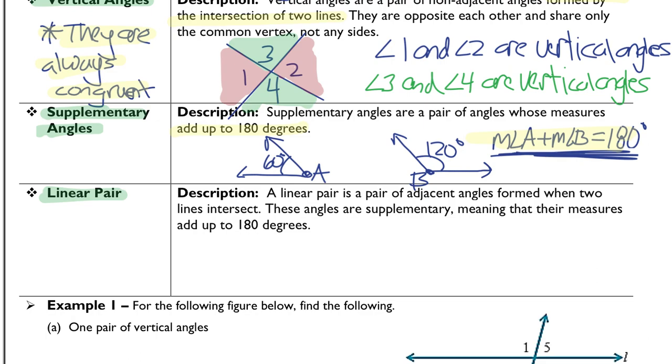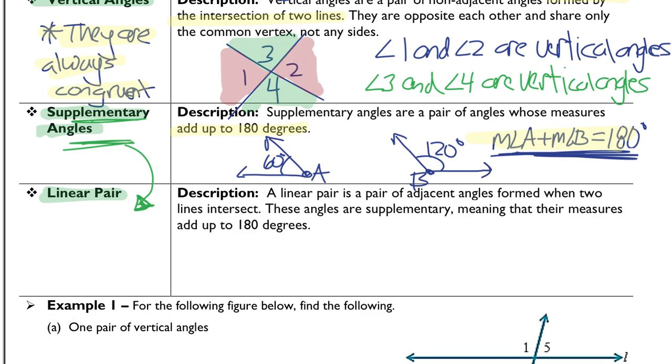Now, this is very related to this. So supplementary angles are actually going to be very related to linear pairs. In fact, a linear pair is always supplementary. That is one of its definitions. So a linear pair is a pair of adjacent angles. So the only difference from supplementary to linear pairs is that they're going to be adjacent, formed when two lines intersect, and then these angles are going to be supplementary, again adding up to that 180.